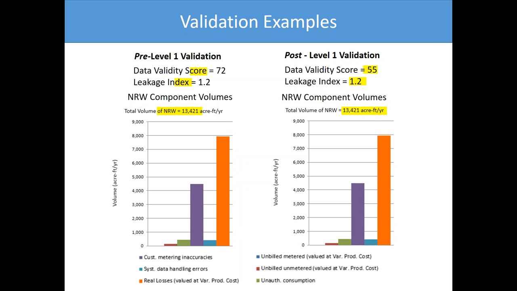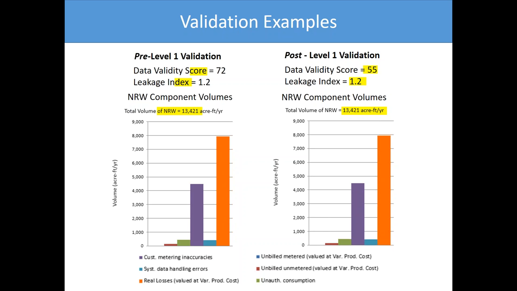So the balance of the results, pre-validation and post-validation, no corrections were made to the balance of inflows or outflows. No big aha moments were had in the discussion of what data sources are informing this mass balance and how you maintain those data sources. No volume corrections were introduced. So you'll see that the leakage index is the same and the volume totals are the same. They still have the same losses estimated for their system through this process.